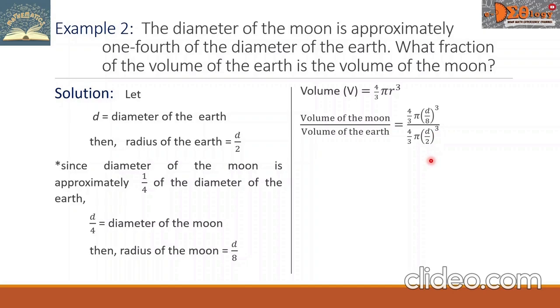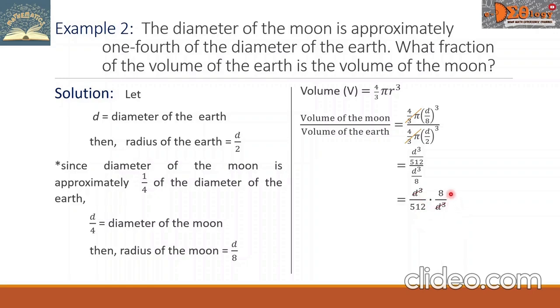Then let us simplify. Notice that the values 4 over 3 pi is common to the numerator and denominator, so we can cancel them. Then let us simplify the remaining values. D over 8 cube becomes d cube over 512, all over the cube of d over 2, which becomes d cube over 8. Let us rewrite our complex fraction here as d cube over 512 times 8 over d cube. We can cancel the d cube.